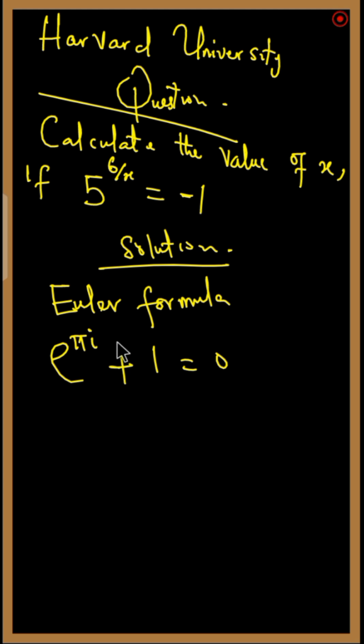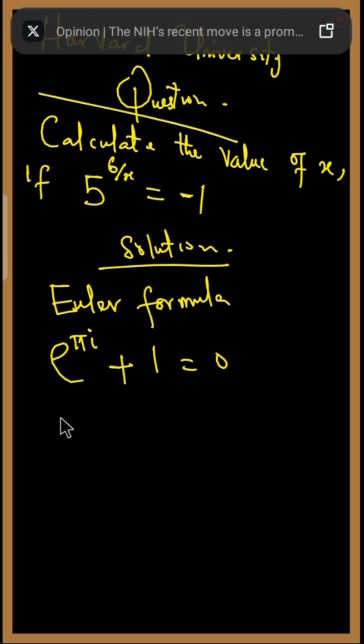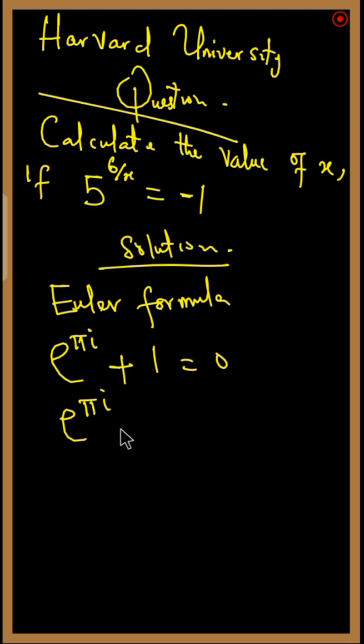Using this Euler formula, which was derived when the man was partially blind, let us deal with this equation now. You should take the positive 1 to the right hand side of the equation. We will now have e raised to power pi i is equal to minus 1. Obviously, we can see that we have minus 1 on the right hand side of the equation.